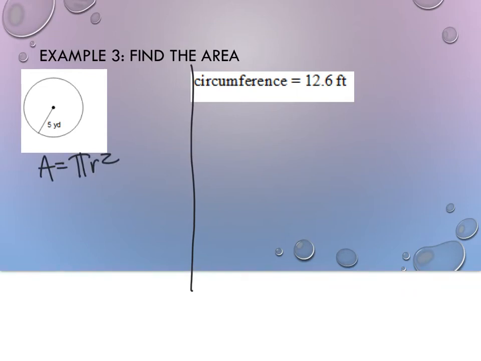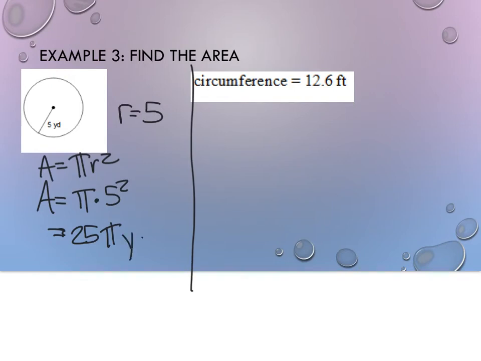So there's our area formula. All we need is the radius to start plugging in. Radius is 5. This is elementary school, guys. You can just leave the pi even. Pi times 5 squared. The answer is 25 pi yards, and it's area, so it needs to be squared. And you can give me the decimal version if you like, but you can also stop right there.